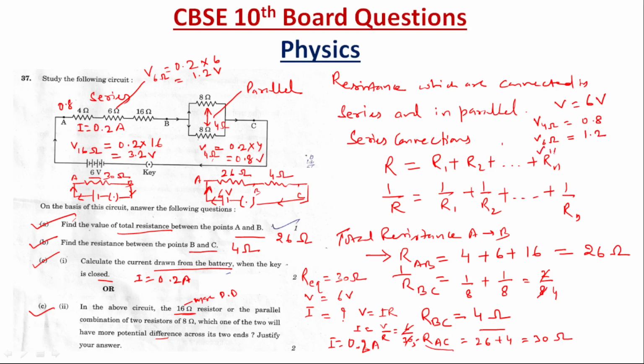across 16 ohm it is equal to 3.2. The potential difference has got divided as per the value of the resistor. Okay, so in a series circuit, current is the same, potential difference will be different. In a parallel circuit, potential difference is the same across all the resistors, current will be changing.